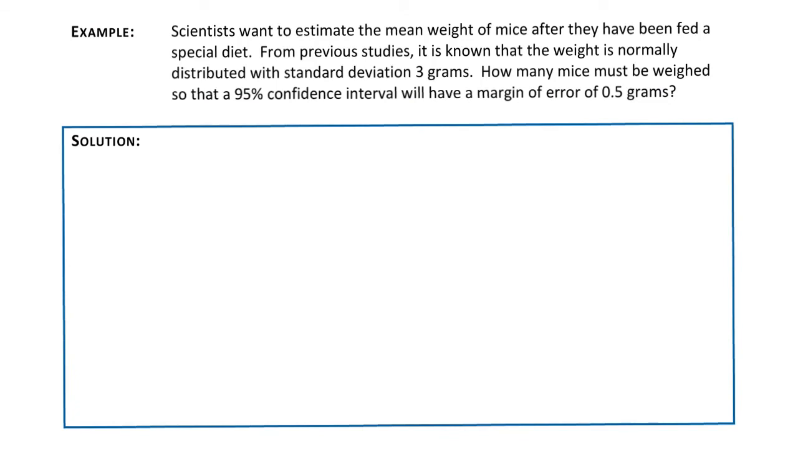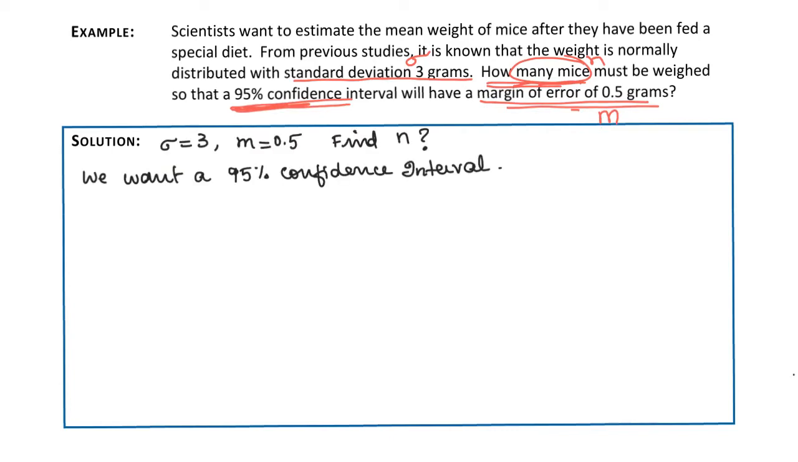Please read the question and underline the important information and identify what we need to find out. So sigma is given, 3. The question is asking how many mice. How many means number, so that is n, or the size, and 95%, that is the confidence level, and margin of error m is 0.05. First write down the formula to find n. n represents the minimum sample size. In this formula we know sigma and m, but we don't know the critical value.